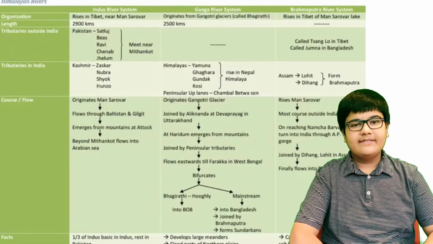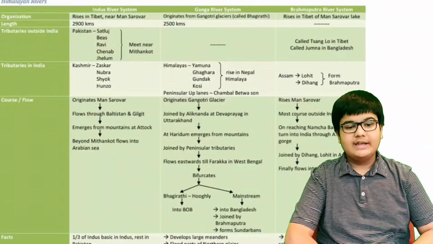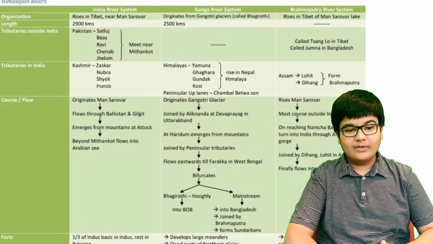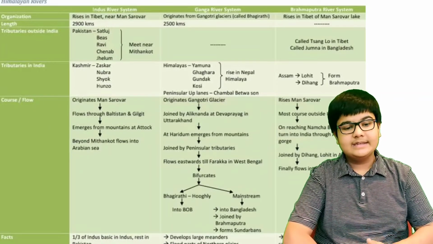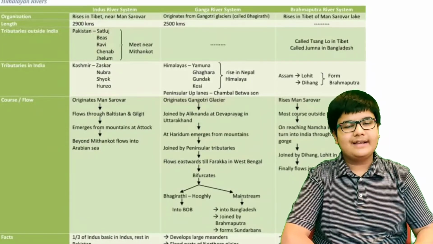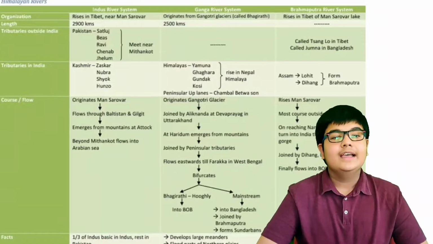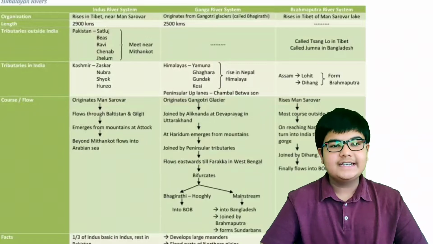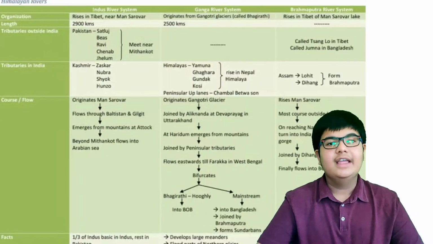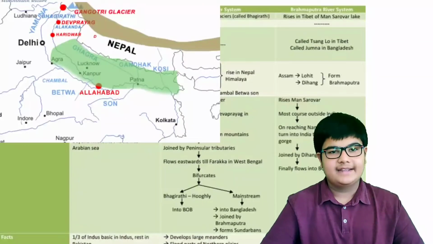And now I will tell you a fact about it. 1/3 of the water carried by the river Indus is available to India, the rest is available to Pakistan only. The Ganga river system. So the river Ganga originates from Gangotri glacier. Here it is known as Bhagirathi.